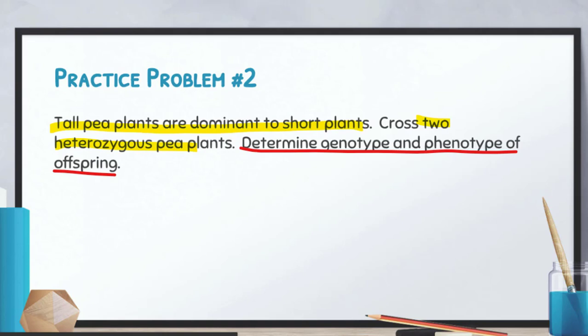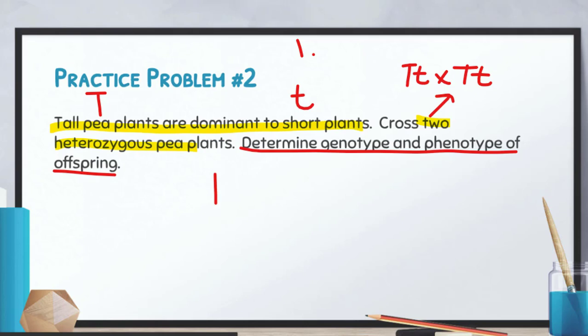So let's do the same thing we did with our last one. Step 1, assign letters. Tall pea plants, again, we'll use a capital T. Short pea plants, lowercase t. It's asking us to cross 2 heterozygous pea plants. Remember, hetero is one of each. So this will be big T, little t, and we're going to cross that with big T, little t. Determine the genotype and phenotype of the offspring.